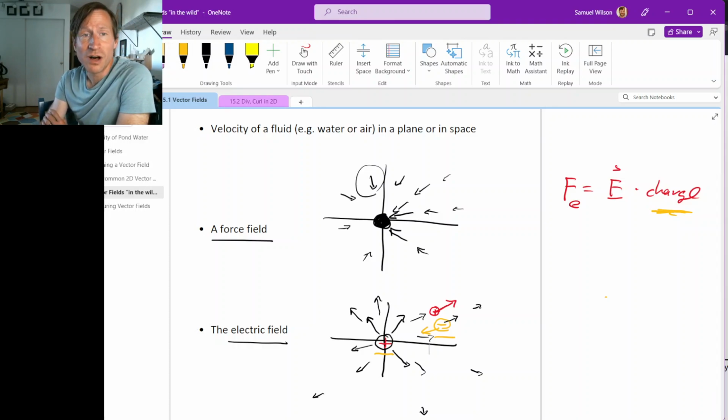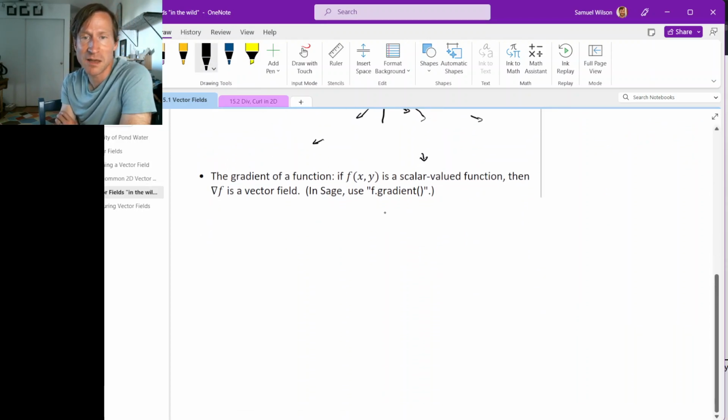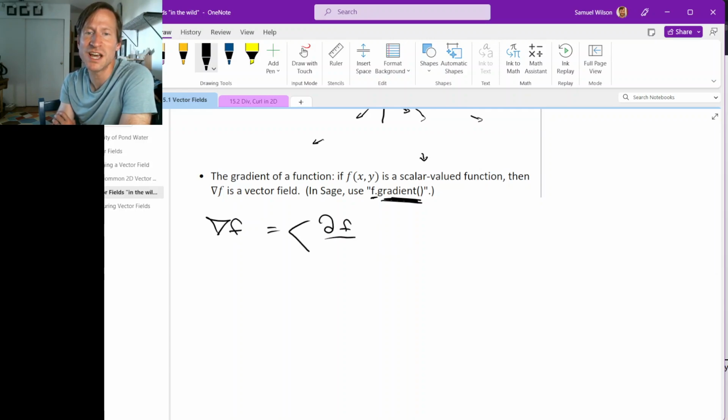The final example of a vector field in the wild is a gradient. So this is something that I mentioned when we were looking at SAGE. If you have a function, you can get the gradient vector field in SAGE just by calling dot gradient. So anytime you have, right, the gradient produces a vector, because remember the gradient of a function f is partial f partial x comma partial f partial y.